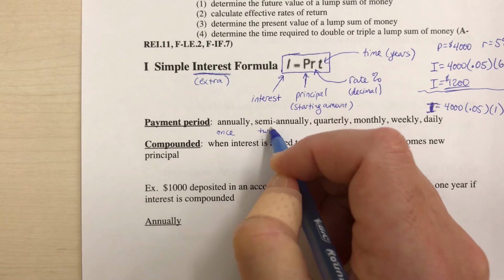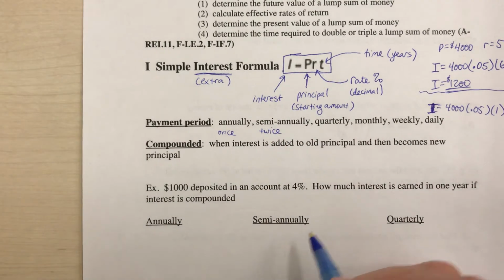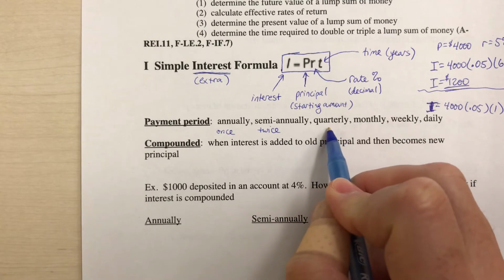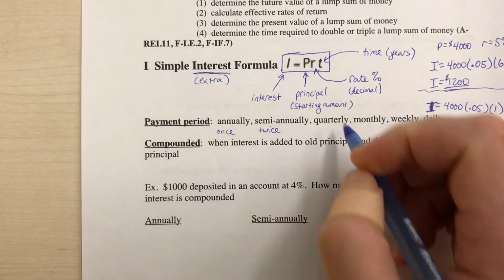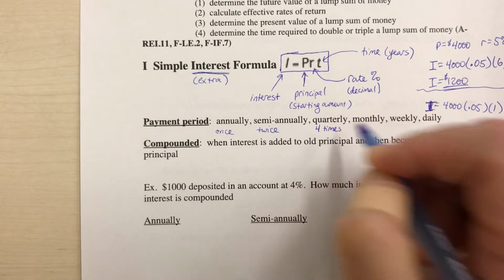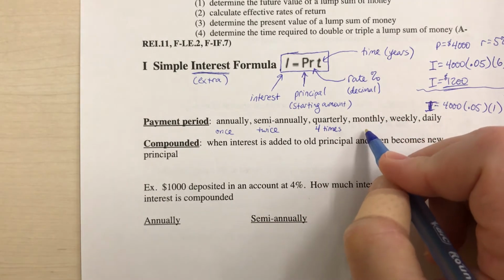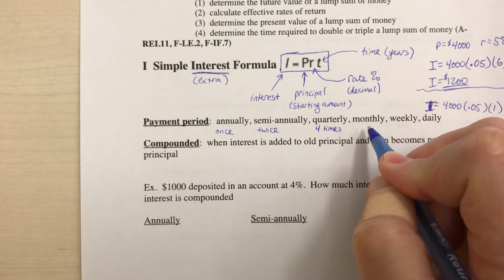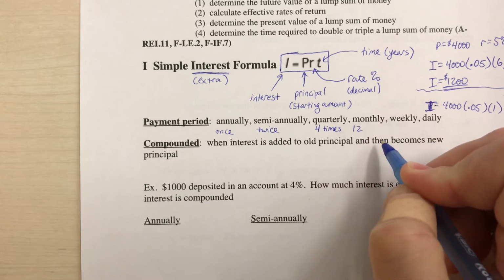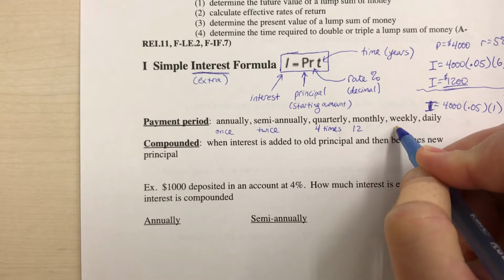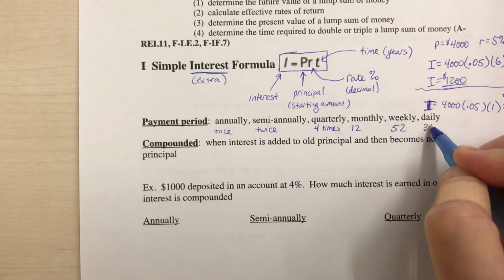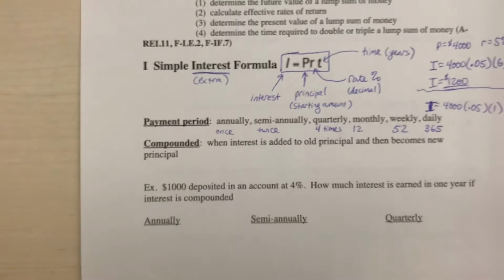Semi-annually would be twice in a year. Quarterly, if a stock pays you a dividend, which is an interest payment, basically, quarterly is 4 times. There are 4 quarters in a year. Monthly, if you have a bank account that pays you interest, like maybe a savings account, monthly is 12 times a year. Weekly, well, there's 52 weeks in a year. Daily is 365 for that.